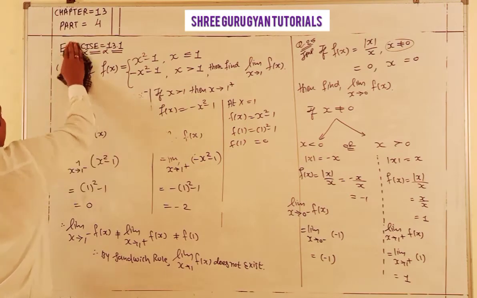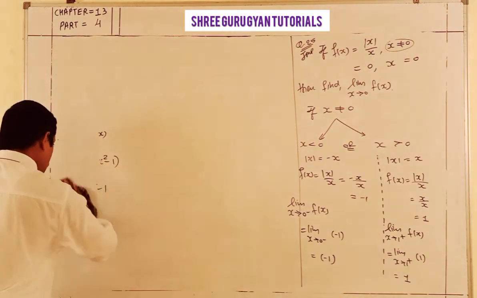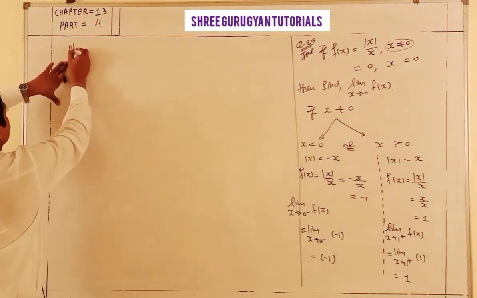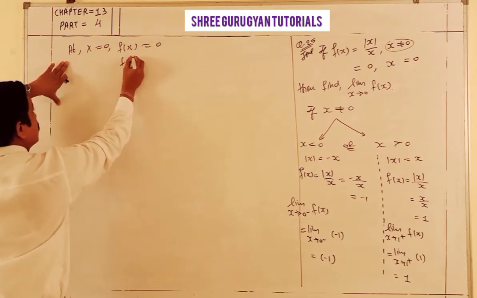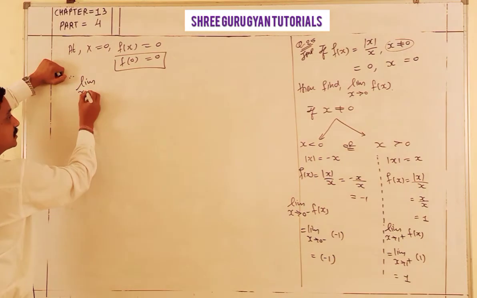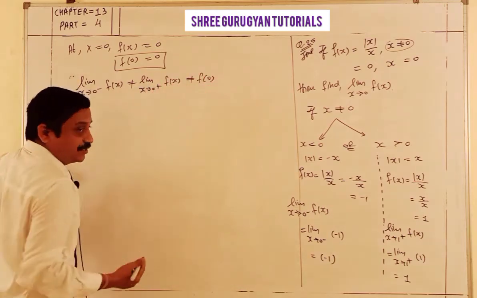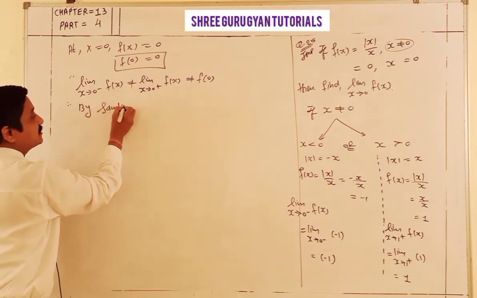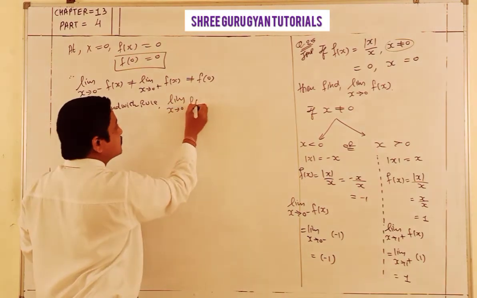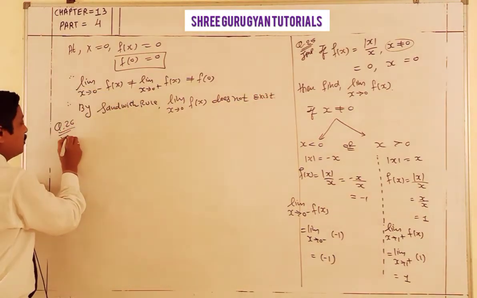I also show at x equal to 0, applying my limits. It's an easy way: less than 0, more than 0, not same. And also at x equal to 0, my f(0) is 0. Check, are all answers same? No. Therefore the limit x tends to 0 from the less than side is not equal to the limit from the more than side, and not equal to f(0). So by the sandwich rule, the limit x tends to 0 of f(x) does not exist.